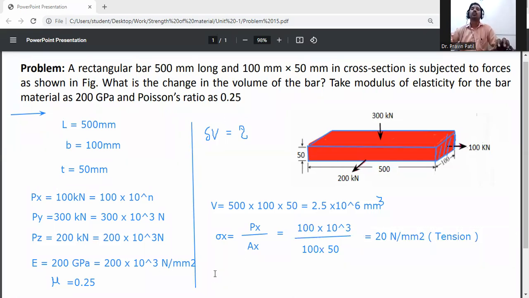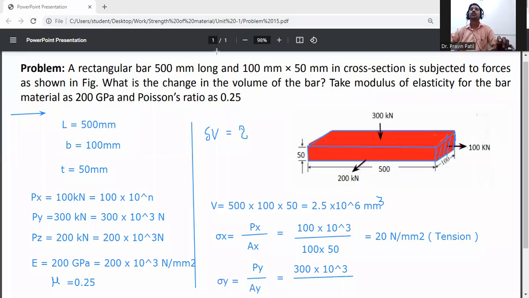Now calculate sigma y, which is Py divided by Ay, the force in y direction divided by the cross-sectional area in y direction. Py is the force in y direction, in compression, 300 kilonewton, 300 into 10 raised to the power 3 newton, divided by Ay.